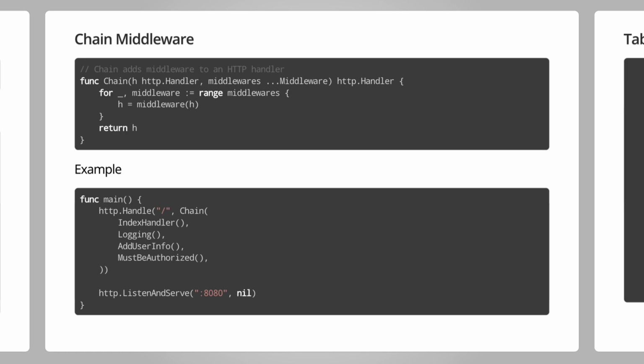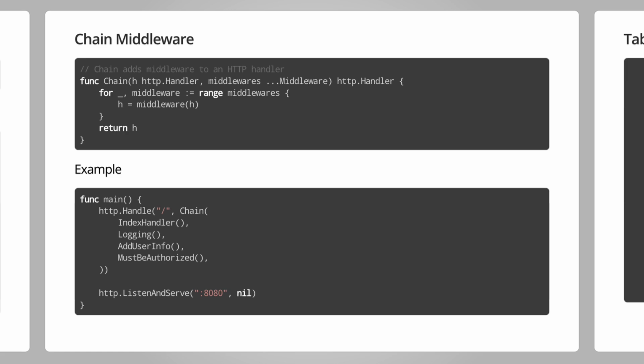You can wrap function around function around function. This one just makes it a little nicer to read. So I created this chain function that takes an HTTP handler, which is the core of our onion, and it takes a variable number of middlewares. These 3 dots mean that it can be any number of middleware. It can be 0, it can be 200 middlewares.